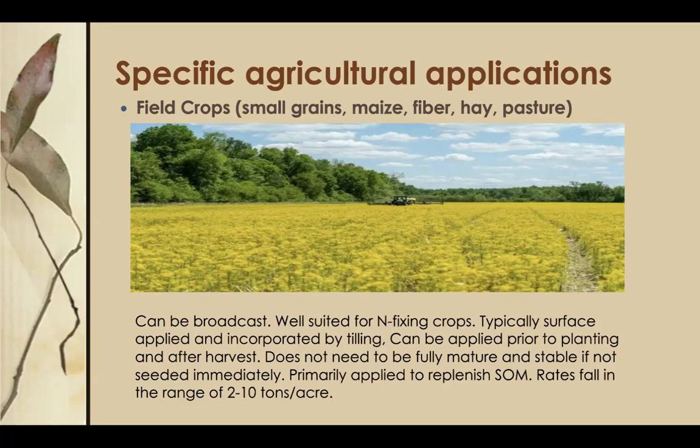You look at it and you're like, did this get composted? It goes on fairly light. It doesn't take a lot, and a little goes a long way. When you're doing large field crops like this, you are going to want to do 2 to 10 tons per acre. You're going to be applying it before you harvest or after you harvest, not during the growing season.